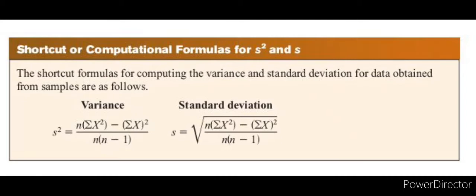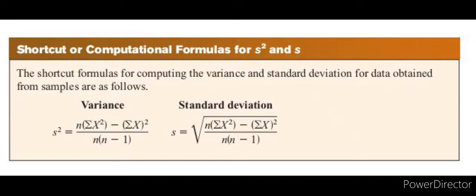We have the formula for variance. The variance is equal to n times summation of x squared minus summation of x, in parentheses, squared, divided by n times n minus 1. N is the sample size. Summation of x squared means squaring all the individual values, then getting the summation of it. Then summation of x, in parentheses, squared, means getting the sum of x and squaring it.